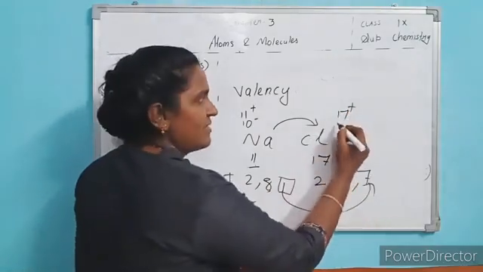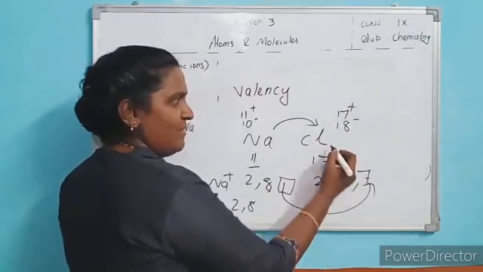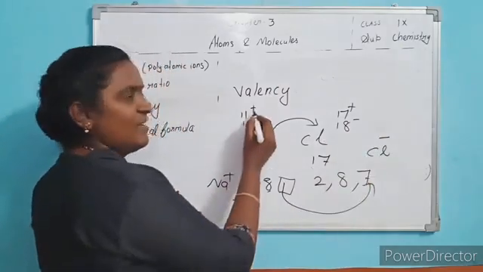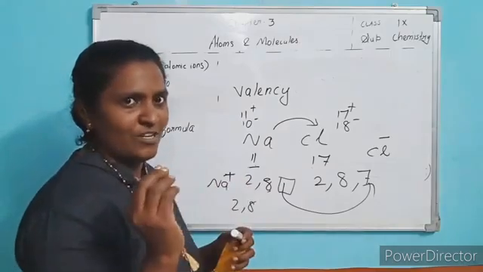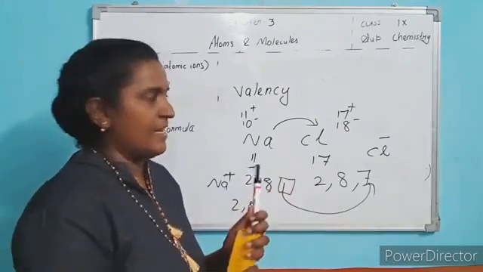So this is proton, this is electron. That is why the negative charge is more. Chlorine carries minus charge. For sodium, the plus charge is more. Sodium carries plus charge. I think you got it a little bit. Yes or no? We will study deeply in the next class.